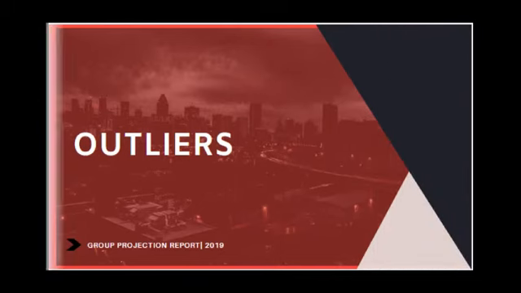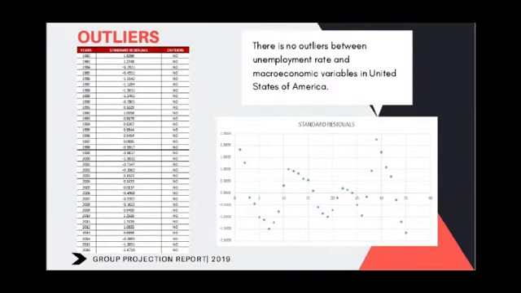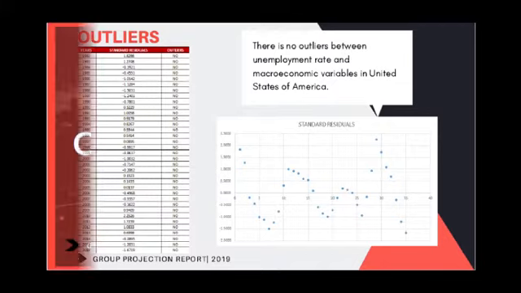The result for the outliers is that there are no outliers between unemployment rate and macroeconomic variables in the United States of America because the value is below 2.